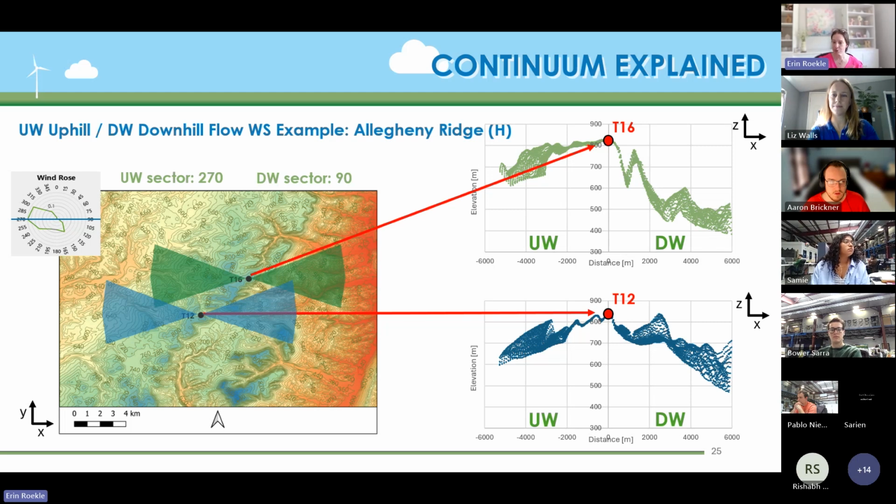These are the same figures we were showing before, showing where all the elevation data points are for each of these turbines. For T16, the upwind is on the left-hand side of that graph, and downwind is on the right-hand side. So you can see where the site we're specifically looking at is relative to the rest of the elevation data around it in those sectors. And then the same thing with T12. You can see T12 is at a higher elevation than the surrounding elevation in those specific sectors.